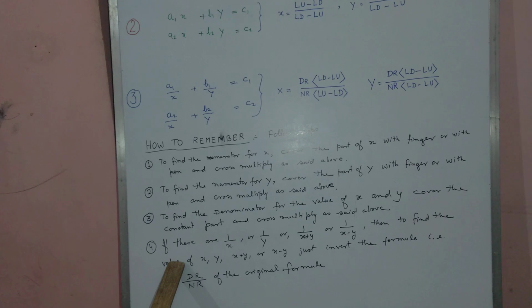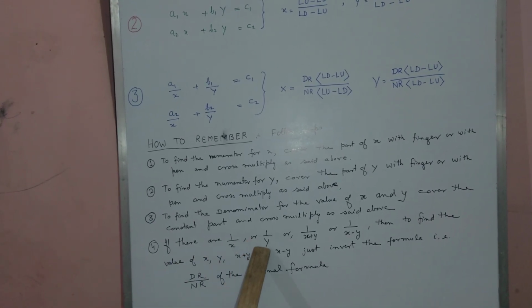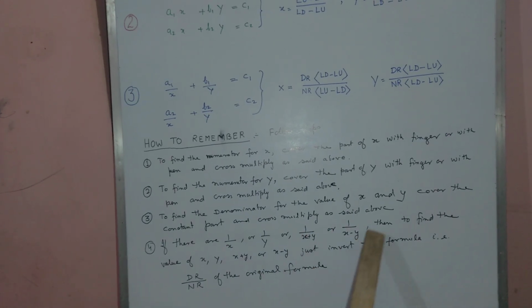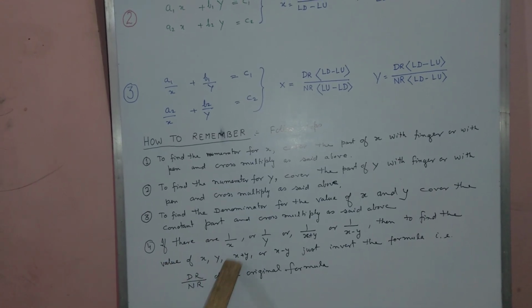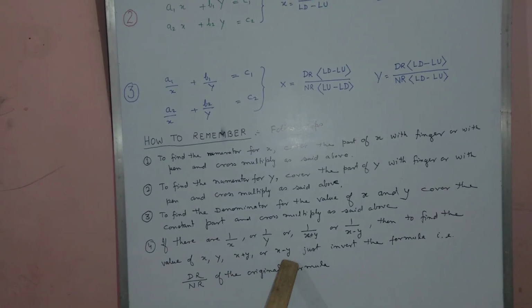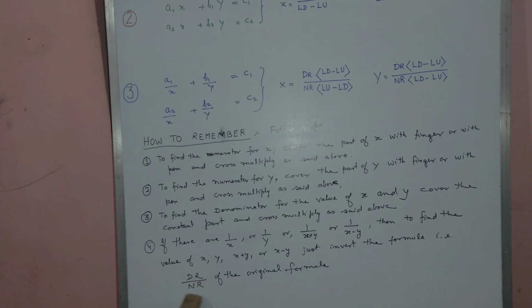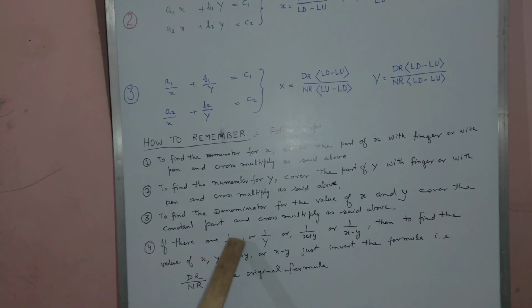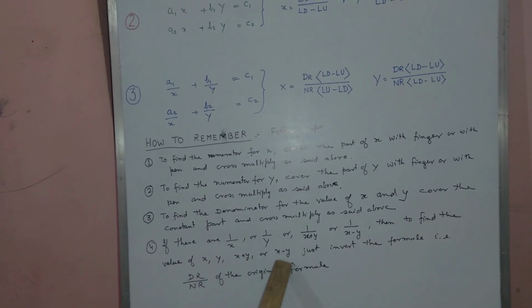The fourth part: if there are terms like 1 upon x or 1 upon y, or 1 upon x plus y, 1 upon x minus y, then to find the value of x and y, or x plus y or x minus y, just invert the formula, that is, the denominator of the original formula will go up and the numerator down. You will get the value straightaway in the form of the value of x, y, x plus y, or x minus y.